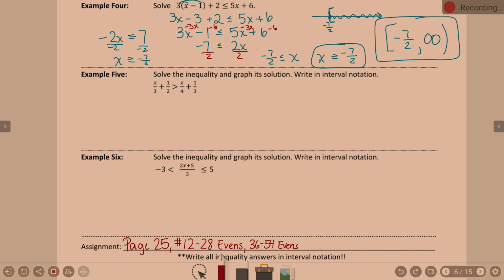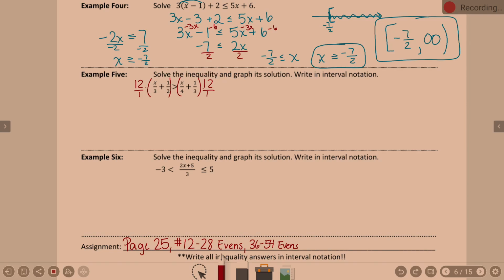Basically, if I was getting a common denominator between 3, 2, 4, and 3, what can 3, 2, 4, and another 3 all go into? Oh, 12. Okay, 12. So we're going to multiply both sides of our inequality by 12. 12 as a fraction is 12 over 1.